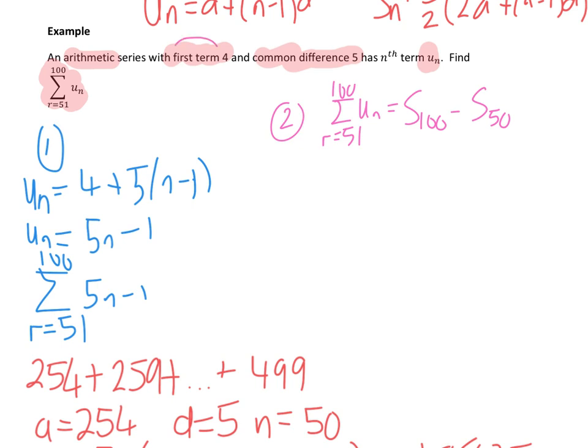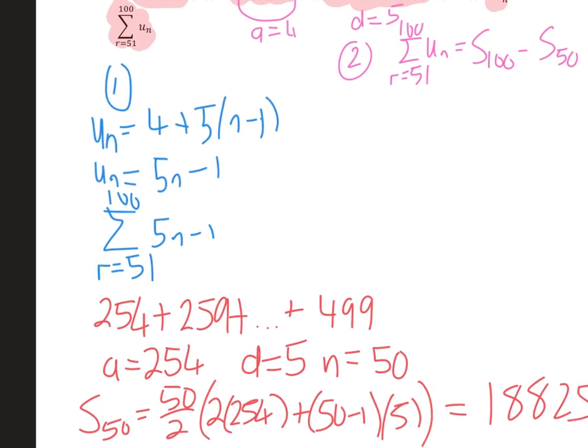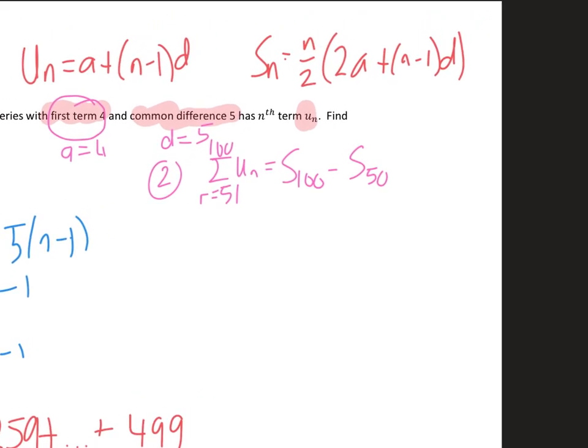So using the information in the question, A is 4, D is 5. The reason why A was a slightly different number below is because I was working with a different series there. I was starting with 51, whereas here, I'm starting with N is 1, so I don't need to worry about that. So A is 4, D is 5.